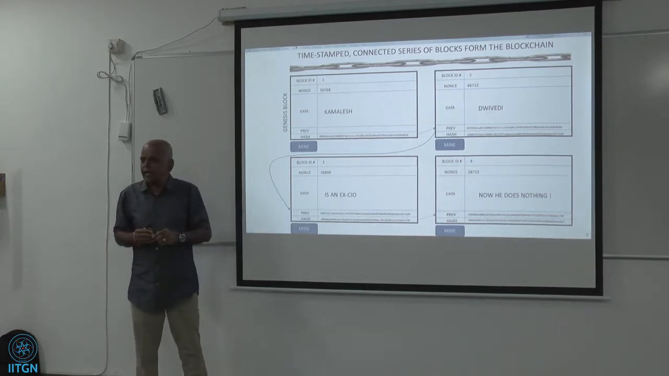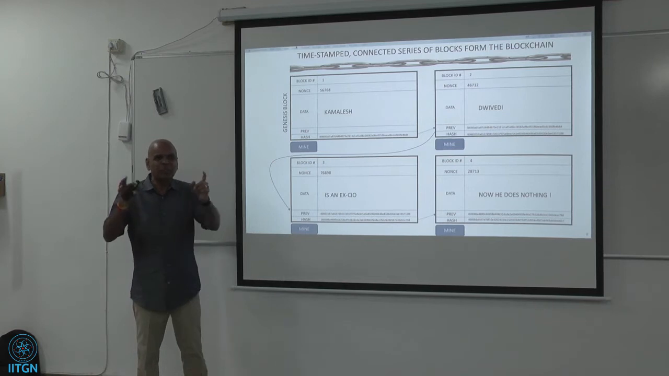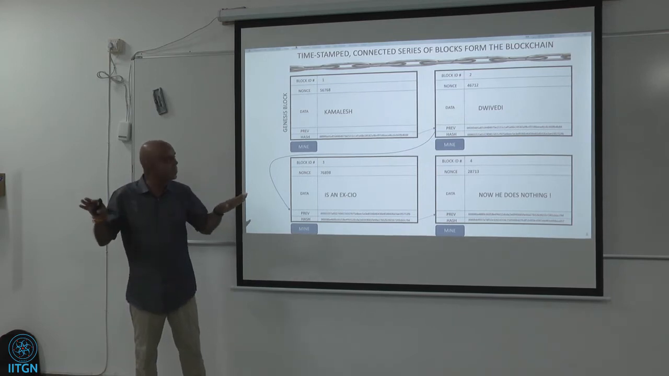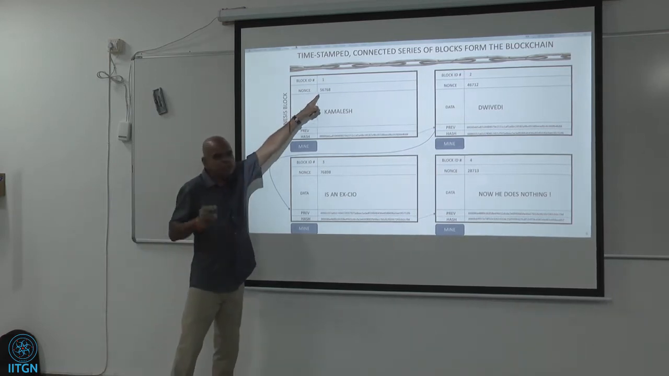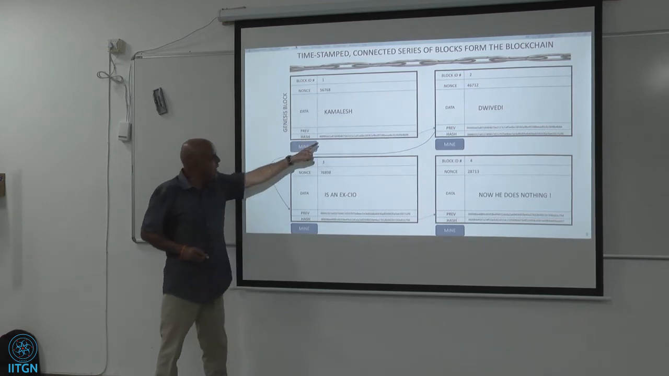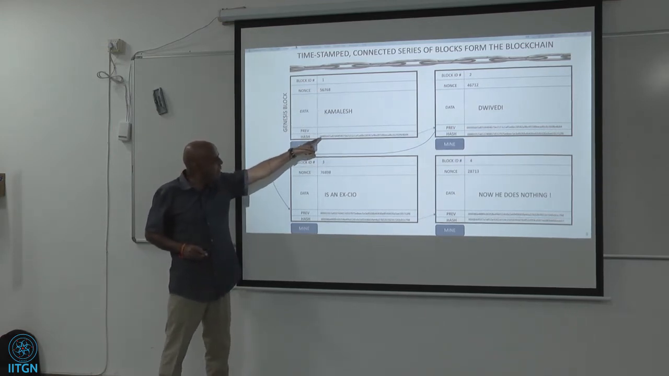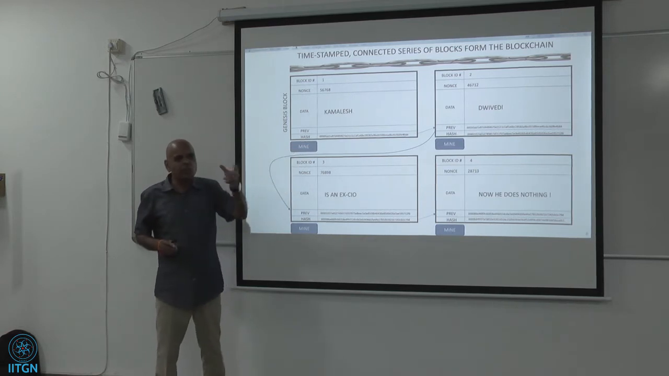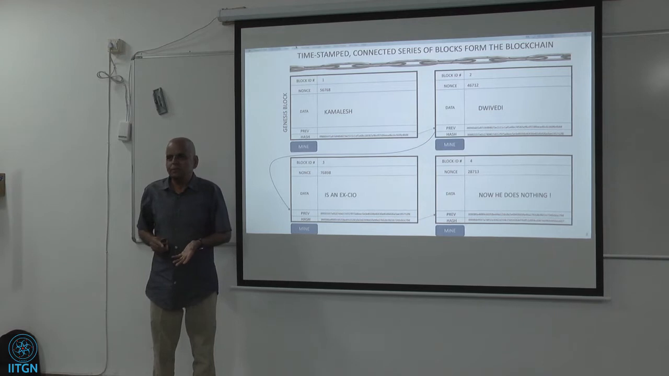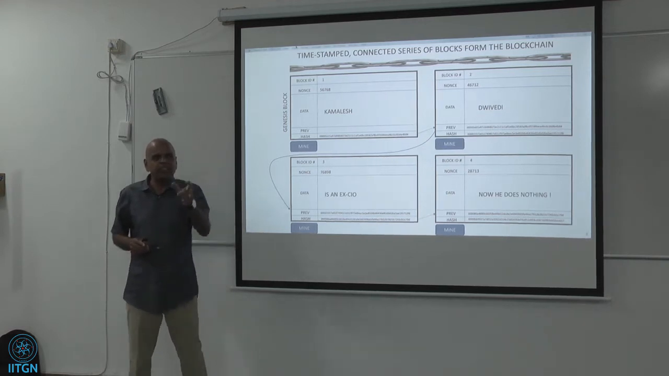So what does mining do and what does nonce do? From a puzzle-solving point of view, I'll make it very simple for you to understand. The challenge is to find a number here which attaches four leading zeros. And there's no sanctity about it.